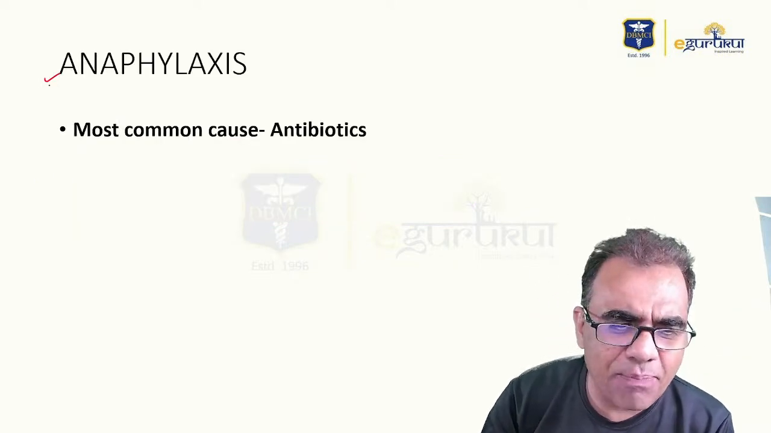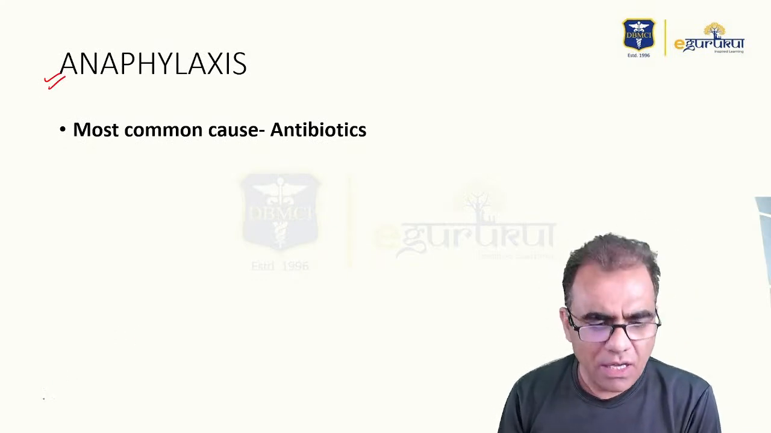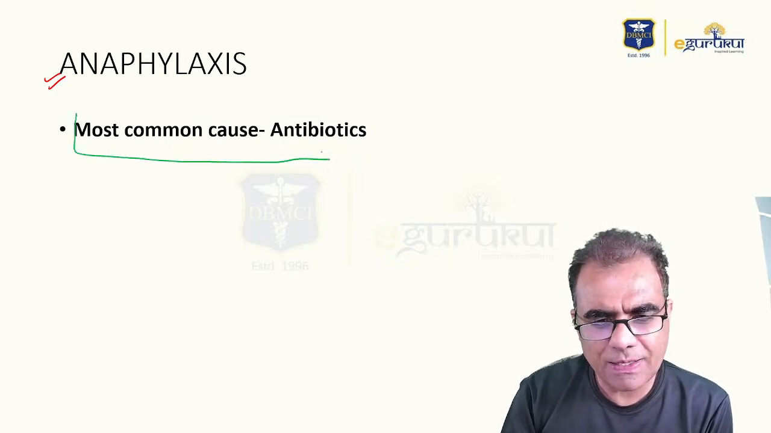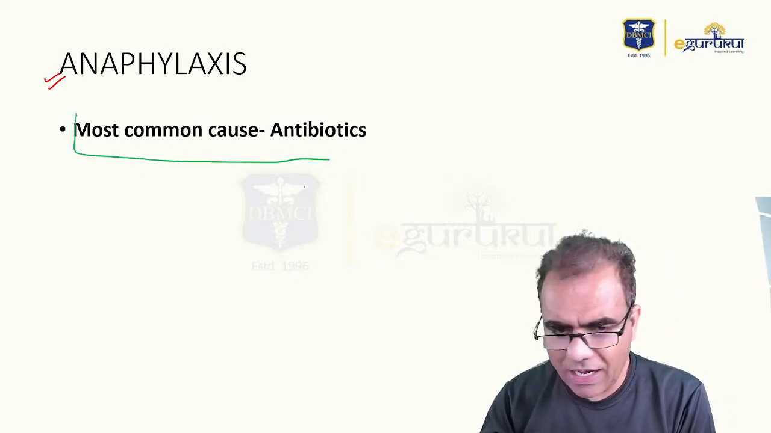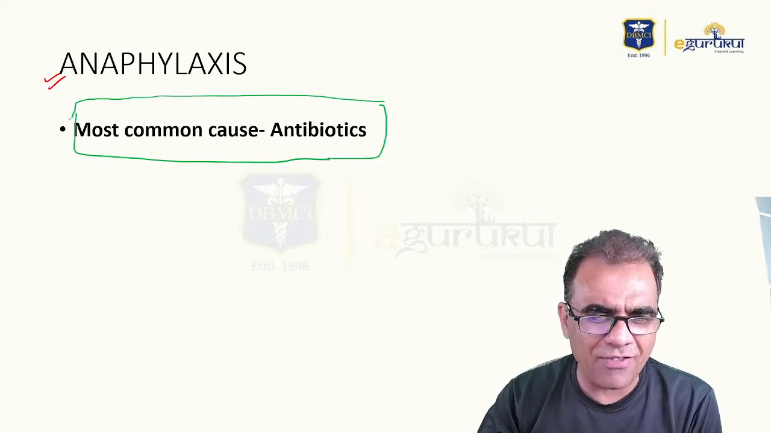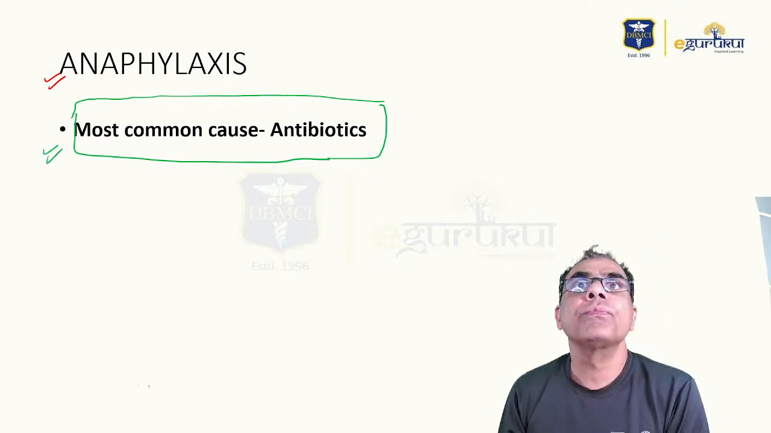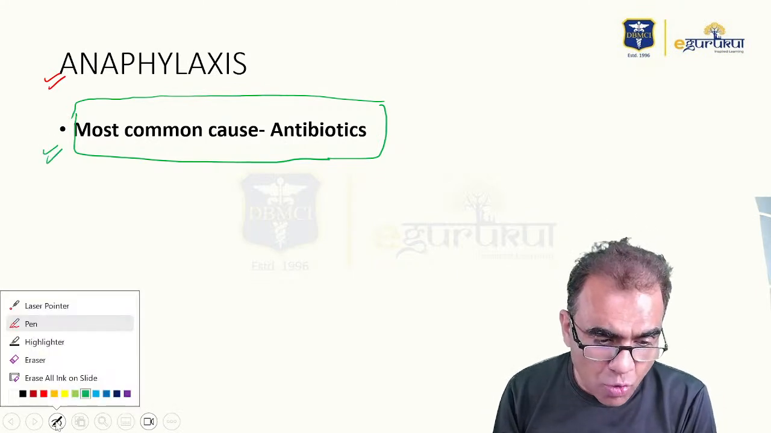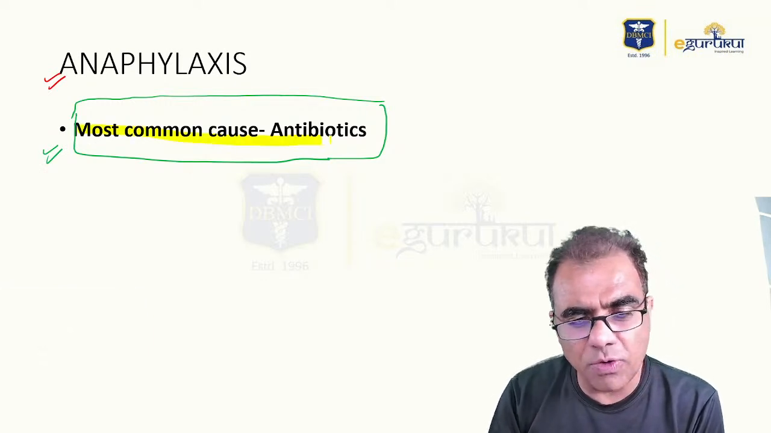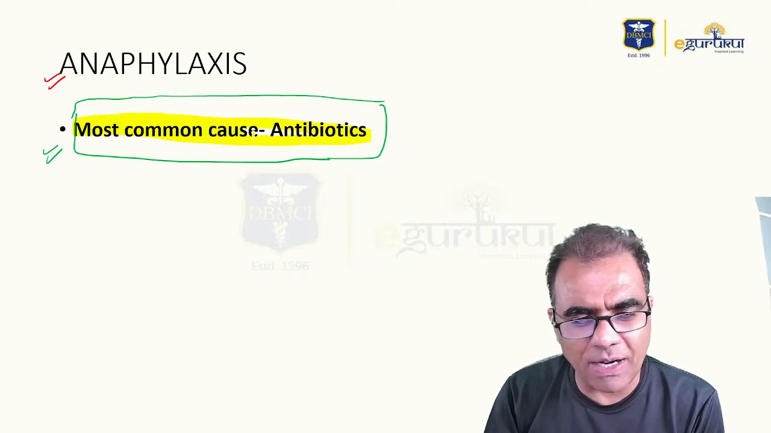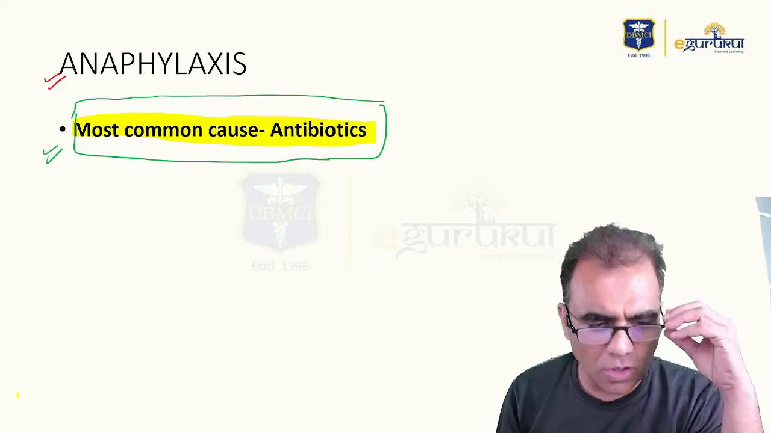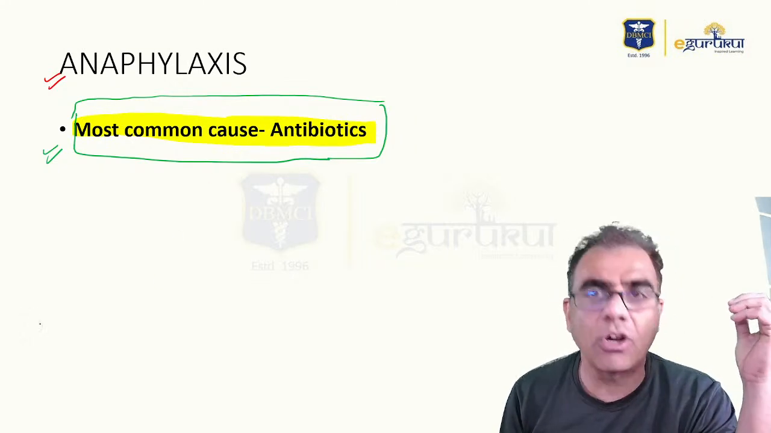Anaphylaxis. Any drug in the perioperative period can cause anaphylaxis, but the most common cause of anaphylaxis is antibiotics. And again, why am I using the green pen? Because in books you will find the most common cause of anaphylactic reactions mentioned is muscle relaxants. And that was true because previously there was a French study which proved that the most common cause of anaphylaxis is muscle relaxants. There is a recent British study which shows that the most common cause of anaphylaxis is antibiotics, not muscle relaxants.